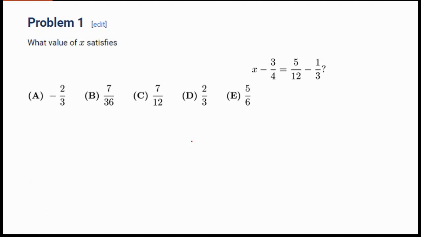Problem 1. What value of x satisfies x minus 3/4 equals 5/12 over 1/3? As with every algebraic equation, we want to isolate x. However, we cannot figure out x's value until we figure out how to add and subtract the fractions. How do you add and subtract fractions? You take the lowest common multiple of all the denominators and change every fraction's denominator to that. However, it is much more convenient to get rid of the fractions by multiplying every term by the lowest common multiple. The lowest common multiple of the three denominators is 12.